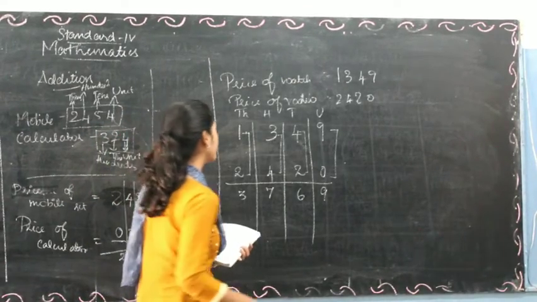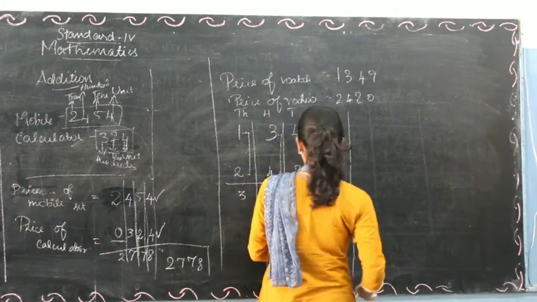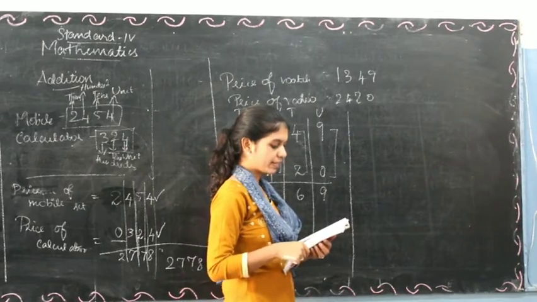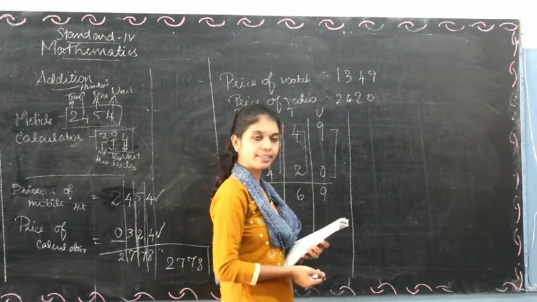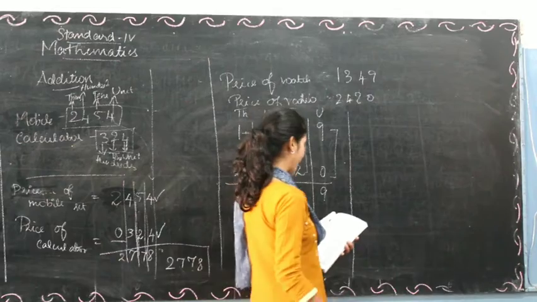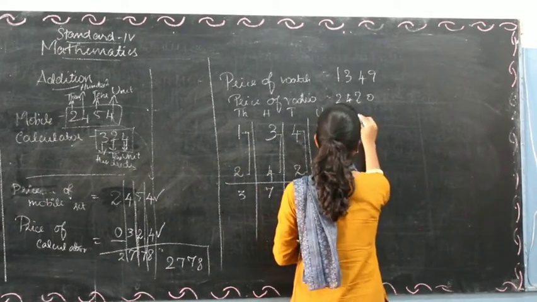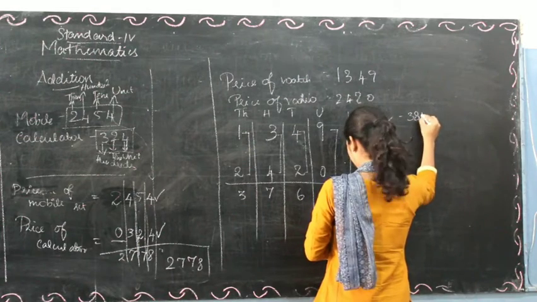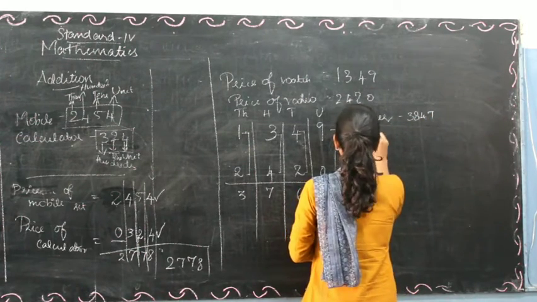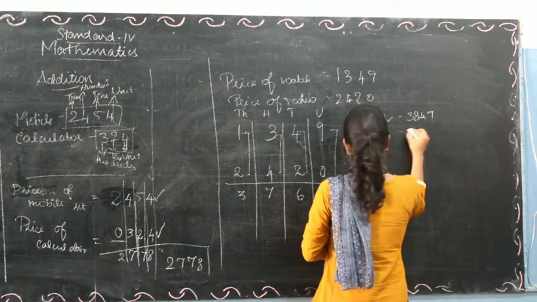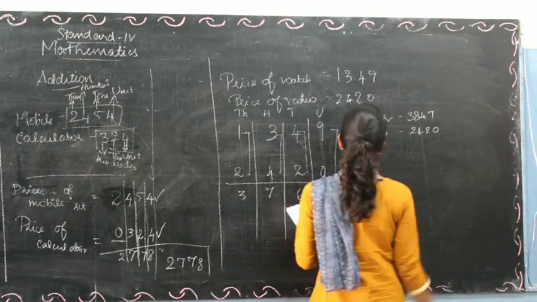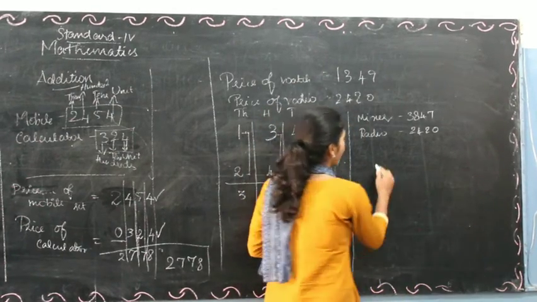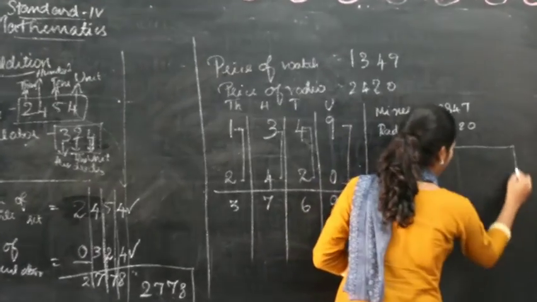Now let's see, we can solve another sum. Write the cost of articles in the place value chart and find their total cost. So we have two products here, mixer, 3847, and radio, which is 2420. Now we are going to write them according to their place value. We'll draw a box.